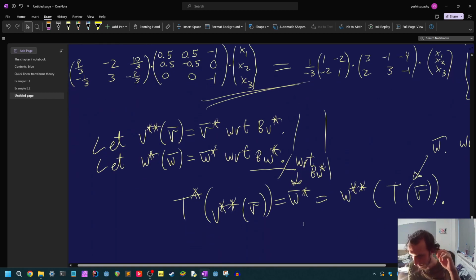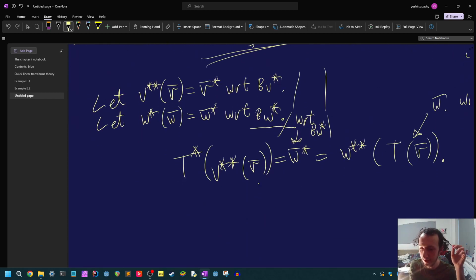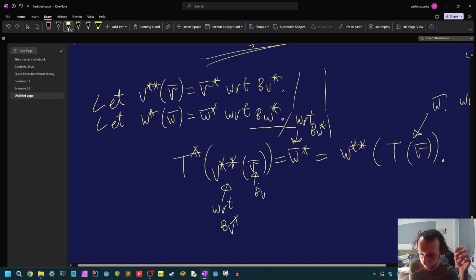Okay. And then on this side we're changing bases from with respect to BV to with respect to BV star, and then we're using our transform matrix which takes in a BV star and returns a W star which is with respect to BW star.